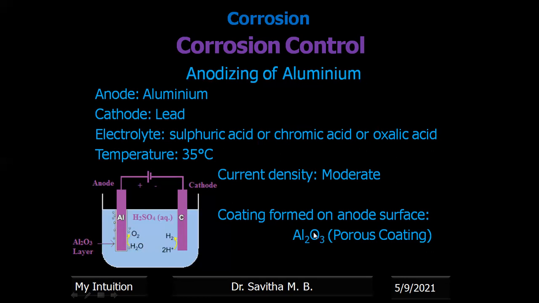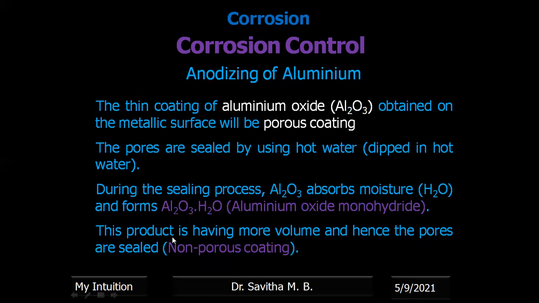But there is a problem. The aluminium oxide formed by this process is porous. Now, if it is porous, what happens? The small pores will be the channels for the environment to enter, and the corrosion reaction will proceed. Therefore, we need to seal those pores.